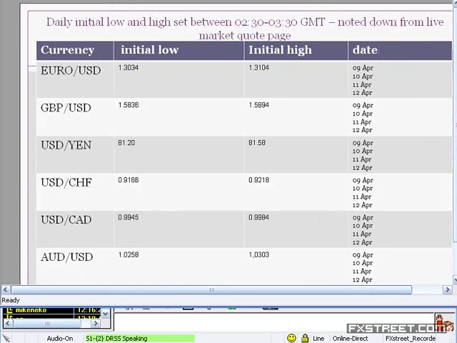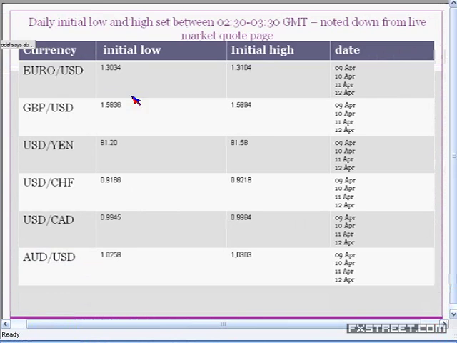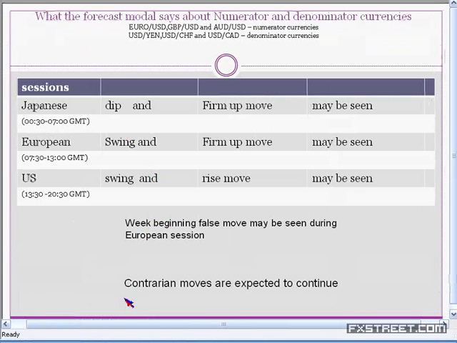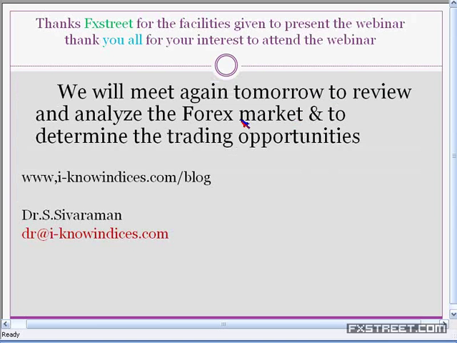So let me go back to the PowerPoint presentation. The initial low and the high are not breached in any of the currencies, as we observe. So they are just holding it as a thin, holiday-prone market. And now the expected market moves: a dip and firm up during the Japanese session, swing and firm up during the European session, and the US session is expected to show a swing and rise move.